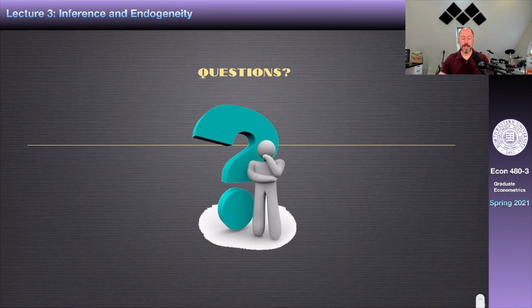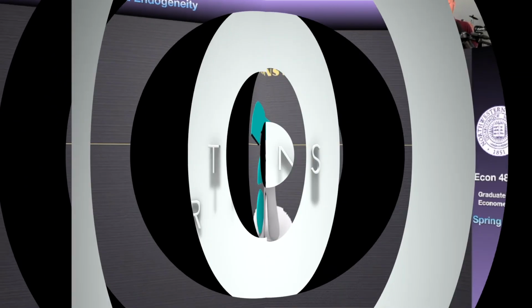All right, this takes us to the end of today's class. Next class, we're going to talk about how to deal with this endogeneity problem, and we're going to bring in the usual suspects, the instrumental variables, and see how we can exploit them to still get a consistent estimator of the objects that we care about. And that will be next week.